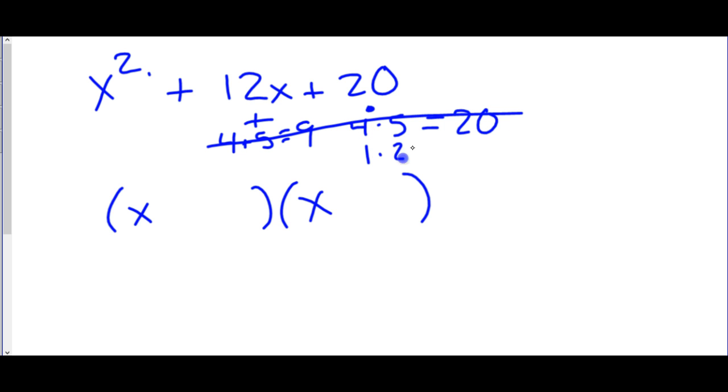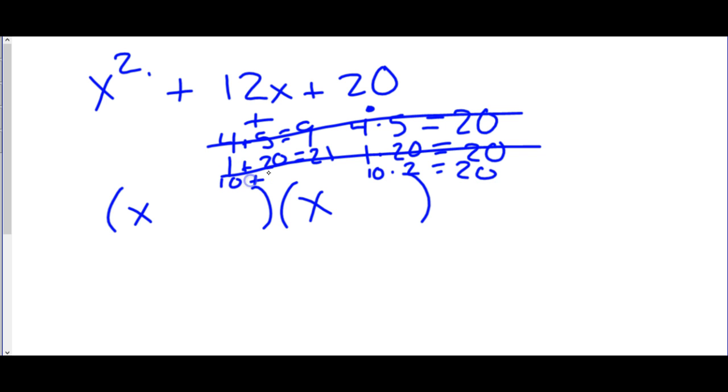I know 1 times 20 is 20. So then I go check again. 1 plus 20, that's 21, not 12. That didn't work. So we check a third option. 20 is also 10 times 2. 10 plus 2 is 12. And there we go. Those are the numbers we use.